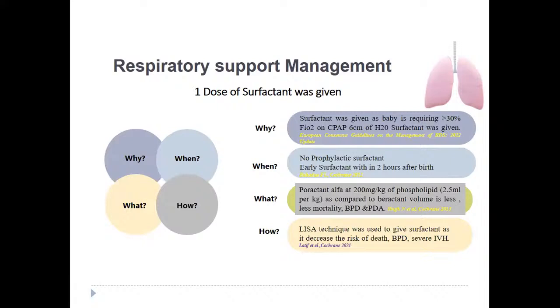So we provide surfactant. Surfactant needs to be given when a baby is requiring more than 30% FiO2 on CPAP of 6 centimeters of water. As per the European consensus guidelines, we usually give surfactant within the first 2 hours, with no problem, and because of surfactant there is lower mortality and less chance of air leak. Poractant alfa is the preferred surfactant that we usually use because the volume is less. These techniques are better for giving surfactant because they lower the chance of death, BPD, and IVH.